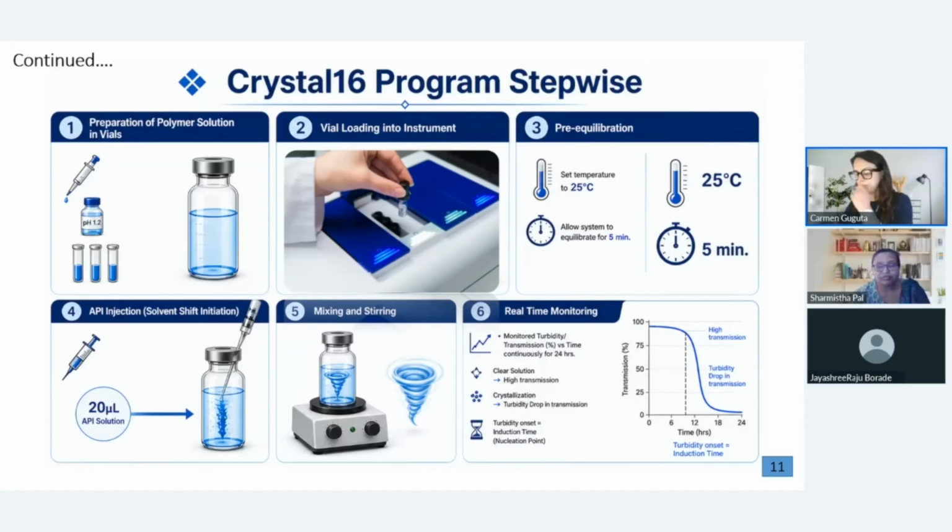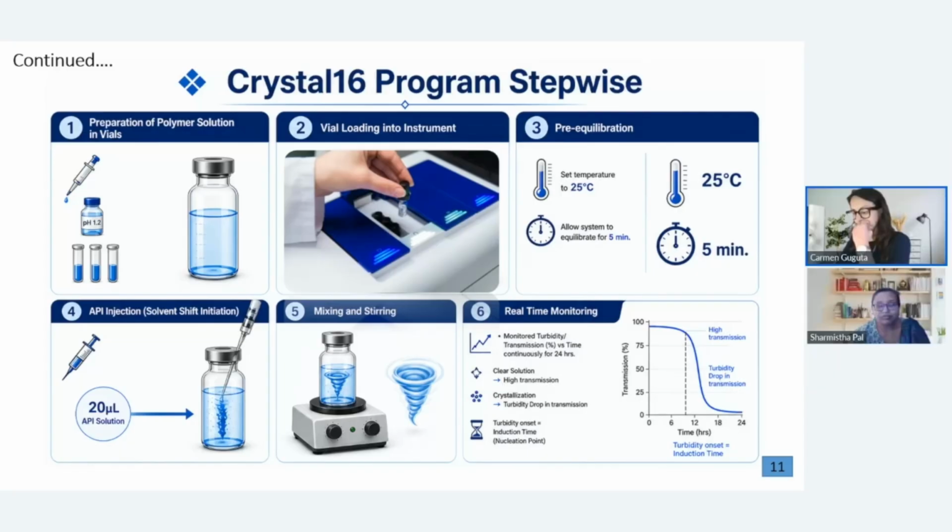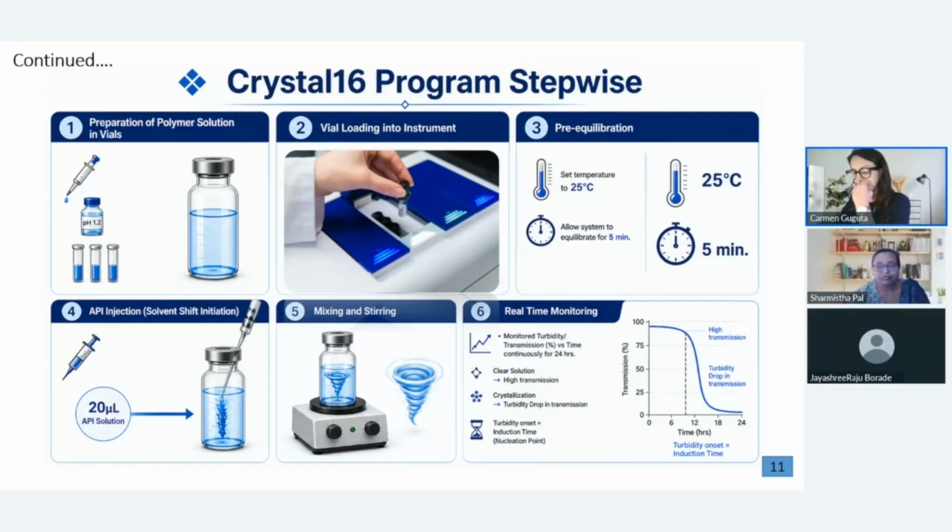In step 2, which is vial loading, all prepared vials are placed carefully into the Crystal16 instrument, ensuring proper sealing and correct positioning for uniform experimental conditions. Next is step 3, pre-equilibration, where the system is stabilized at 25 degrees Celsius for 5 minutes. This step is critical because it ensures that all the vials start at the same thermal conditions.